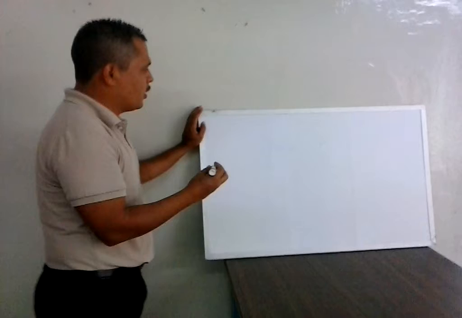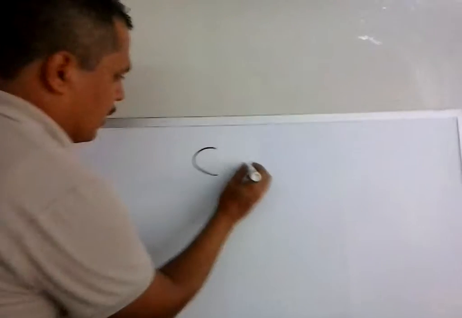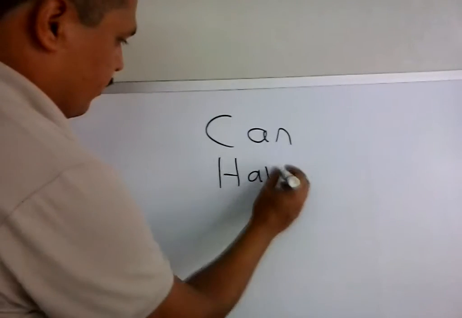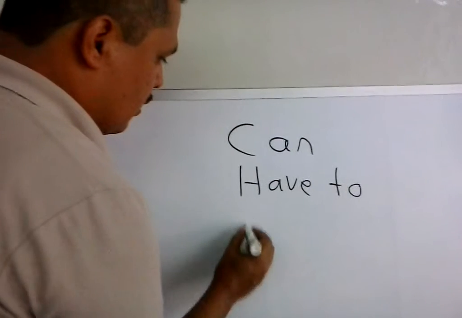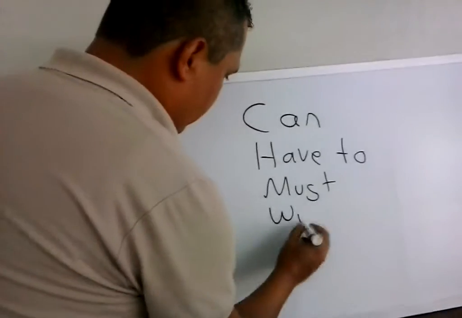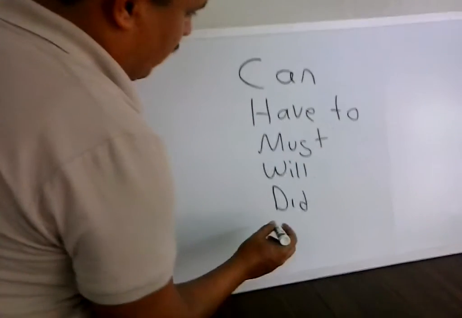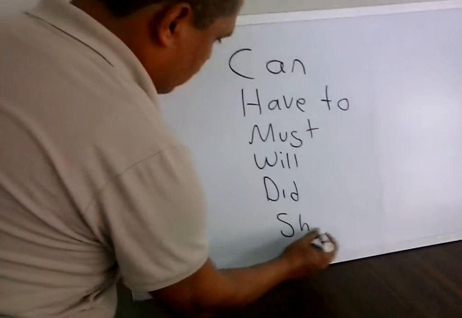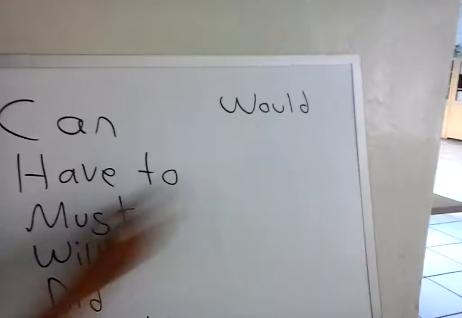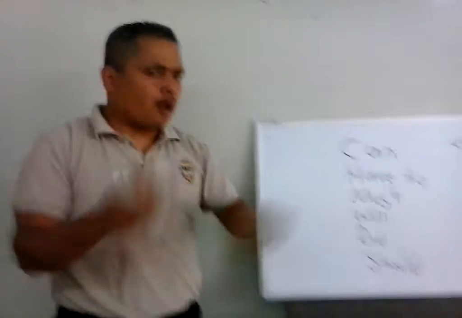I'm going to write the most common auxiliary verbs. For example, we can start with can, then have, have to, then must, and then we have will, then we have did, then we have should, and then we have would. We have more auxiliary verbs, but these are the most useful.